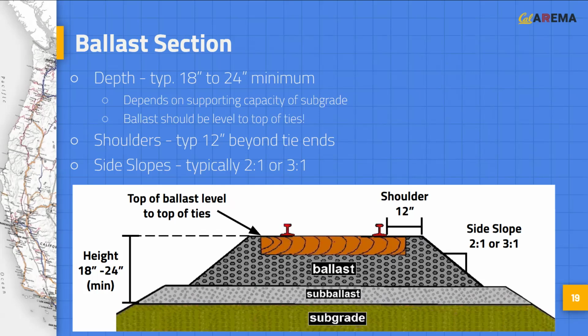A ballast shoulder width of 12 inches beyond tie ends is considered ideal in both tangent and curved track, and side slopes are typically 2 to 1 or 3 to 1.